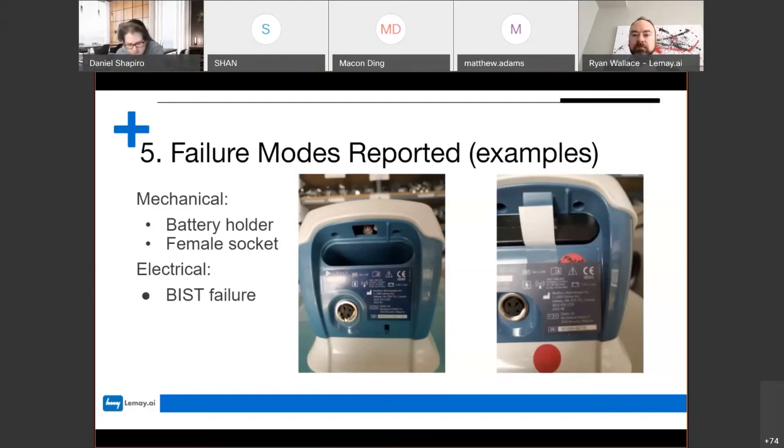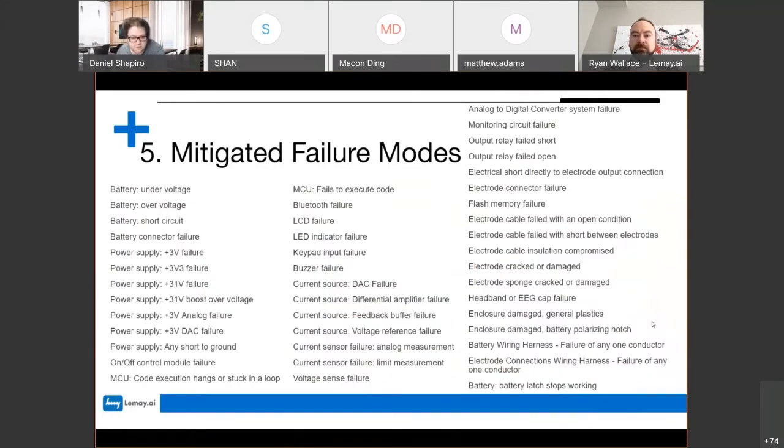Another example, we saw earlier about the mating cycles, like how many plug-ins and plug-outs can you do? That's an example of a part where you jam in the plug too many times and you break it. On the right here, we see an example of an electrical failure, where the device has a nice little failed sticker. So this is what we're talking about, actual failures. The actual failures are a subset of a huge amount of potential failures.